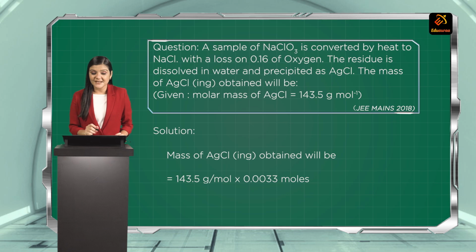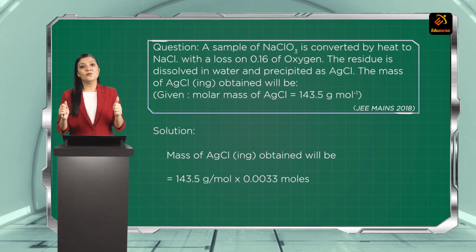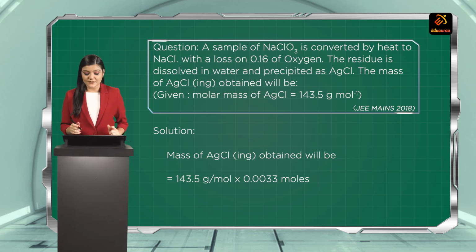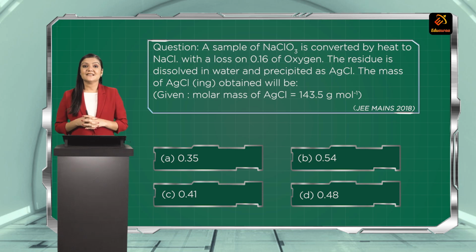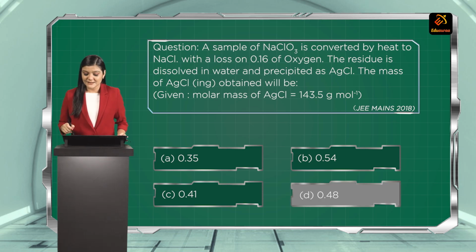Now the mass of AgCl, if we are to find out, moles we already know. Molar mass is already given in the question that it is equal to 143.5. So number of mole into molar mass, we will get mass of AgCl, which is equal to 0.48 grams. So correct answer is option D, that is 0.48 gram of AgCl. Let's see the next question.